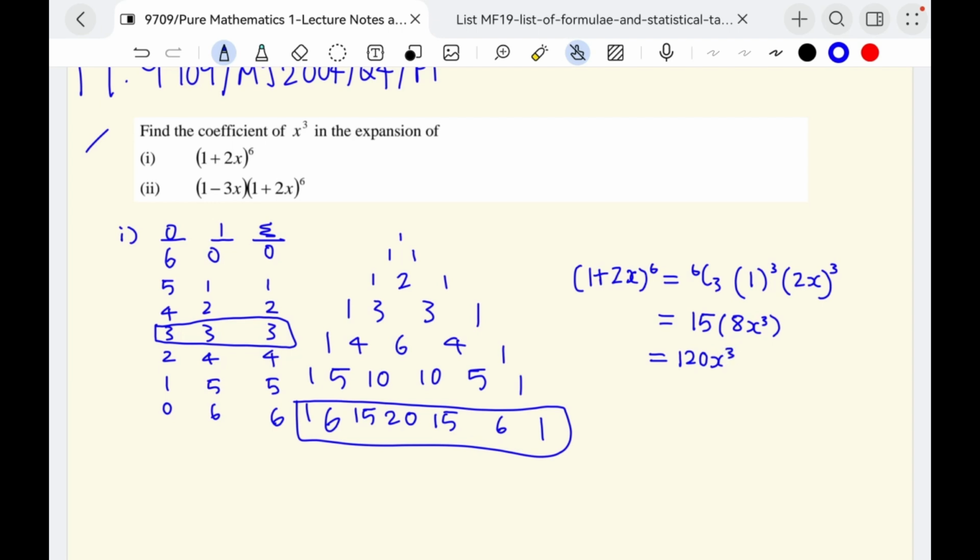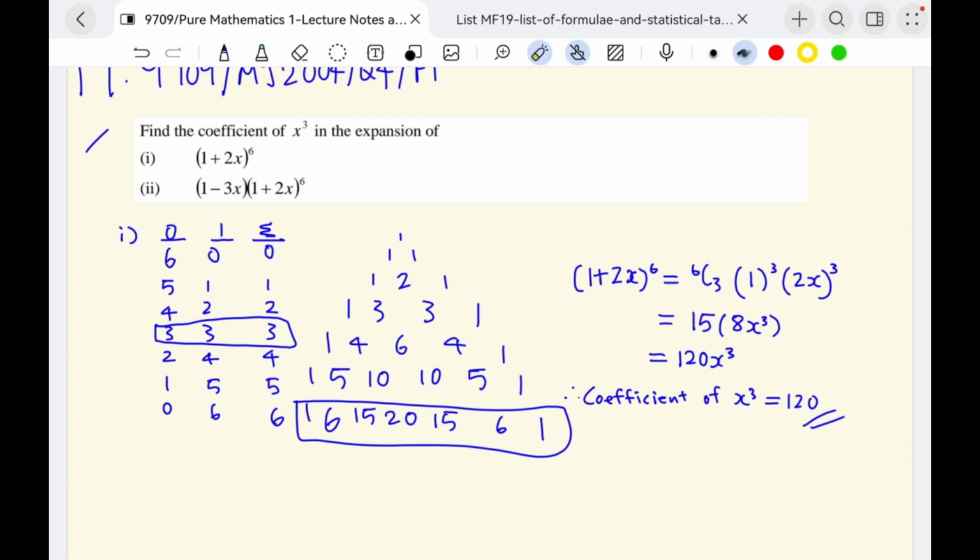But is this the end of the workings? Wrong. Because if you leave your answer like this, 120x cubed, it costs you marks. Why? Because you didn't comply with the instruction from the question, which demands you to find the coefficient of x cubed. So you have to write it again that the coefficient of x cubed is equal to 120.